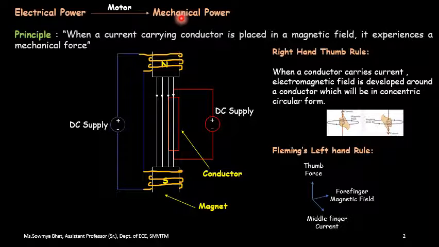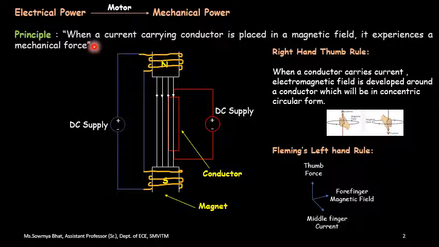Whereas in the case of a generator, the input we apply is mechanical power and the output obtained is electrical power. So both are opposite in nature. If I want to explain the operating principle of an electric motor in terms of a DC motor, the main operating principle is based upon Faraday's law, which states that whenever a current carrying conductor is placed in a magnetic field or an electromagnetic field, it experiences a mechanical force which tends to rotate it.